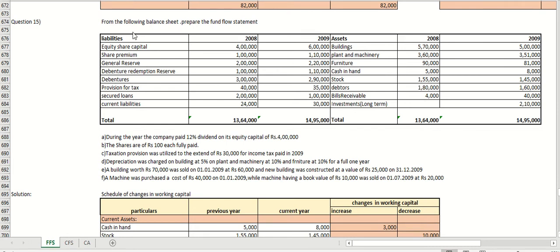In this video, I'm going to do full-fledged problems on fund flow statement. So we'll start up. Our first question: from the following balance sheet, prepare the fund flow statement. You have the balance sheet given for 2 years, 2008 and 2009, and we have the adjustments given. Basically there are 6 adjustments.